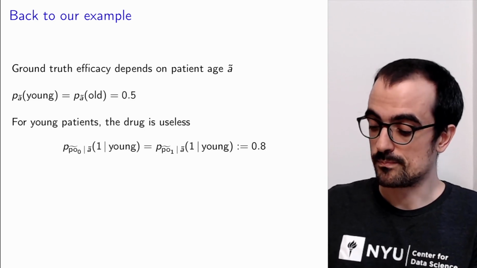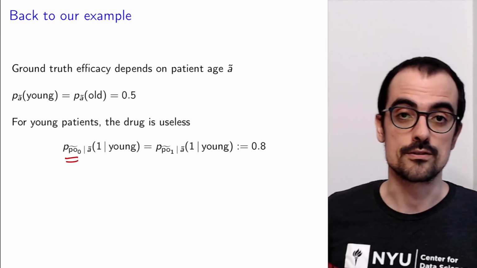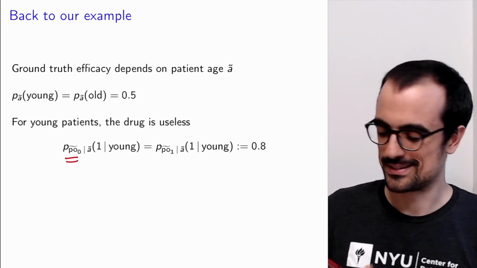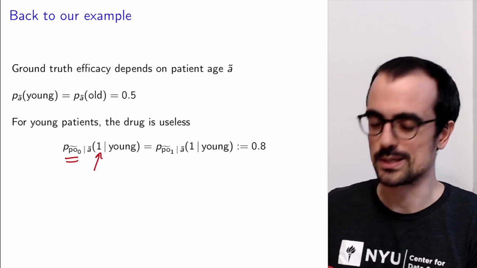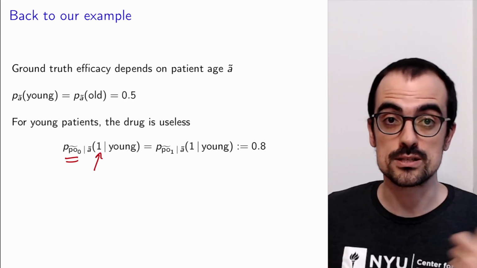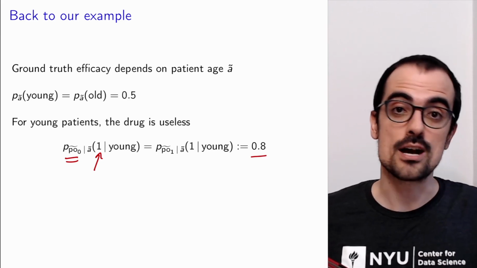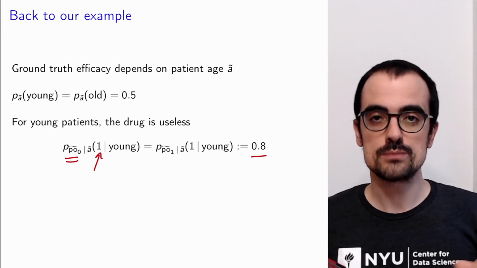So the conditional probability of recovering, because the potential outcome would be equal to 1, if we don't give the treatment and the person is young is equal to 0.8. So 80% of the young people, if we don't give anyone the treatment, would recover.